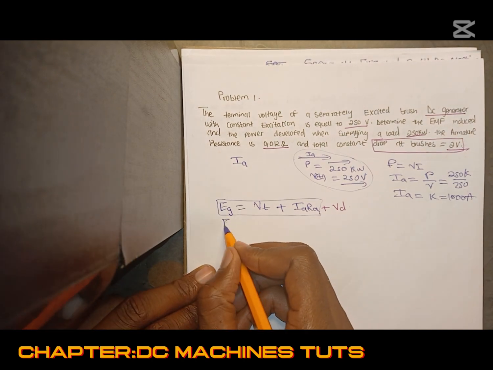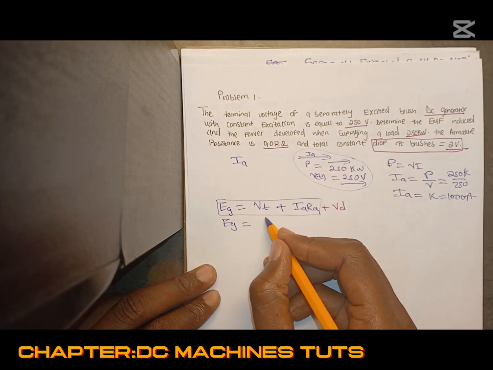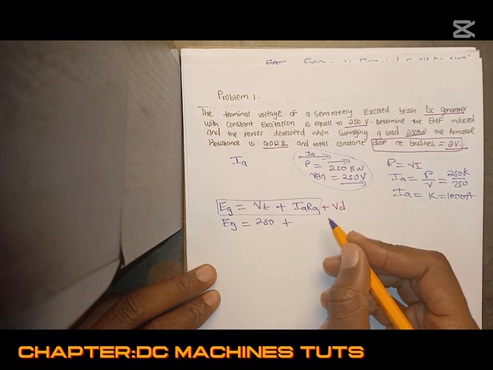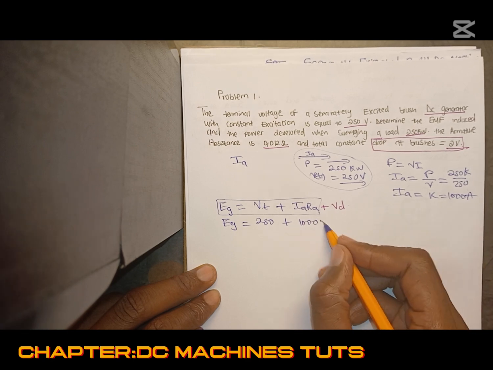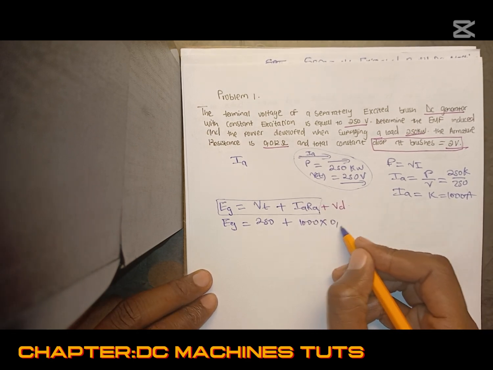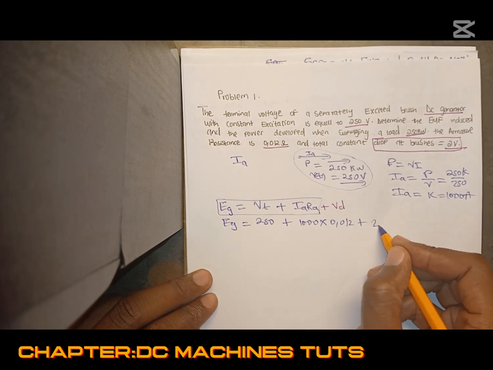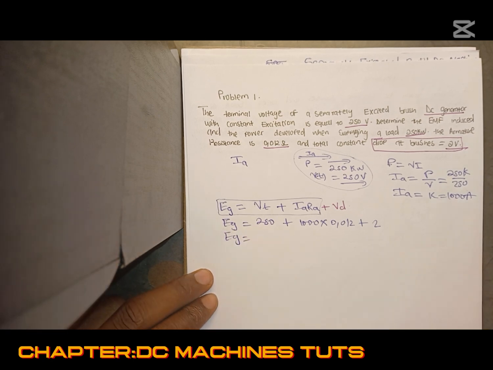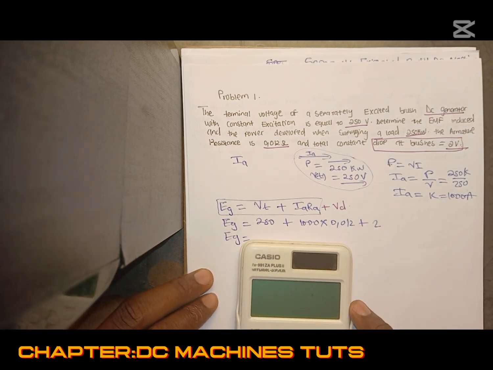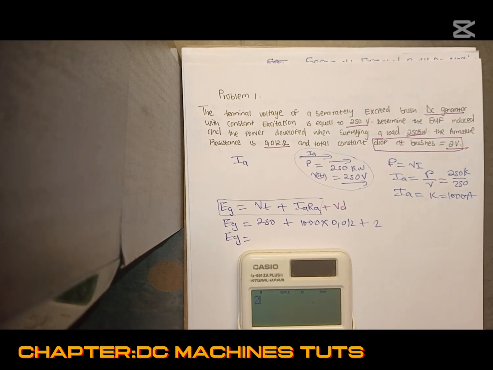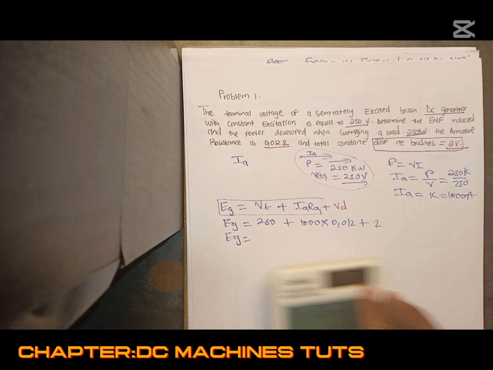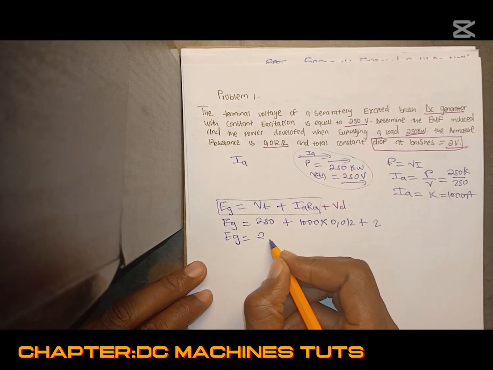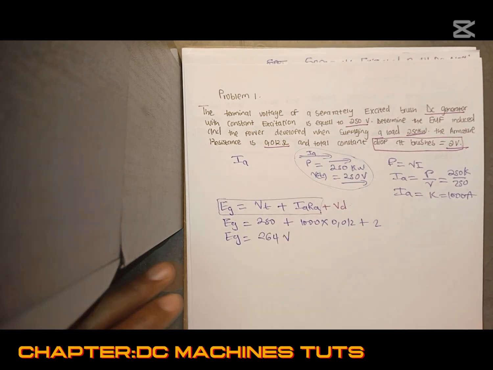Now we've got 250 plus 1000 multiplied by 0.012 plus 2. So EG is equal to 250 plus 1000 times 0.012 plus 2. Then the answer is 264 volts.